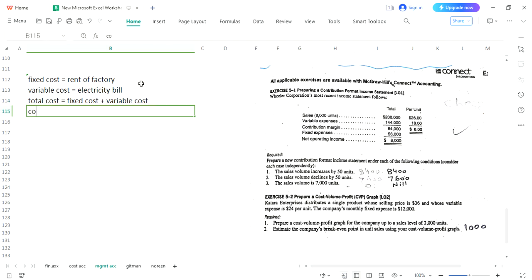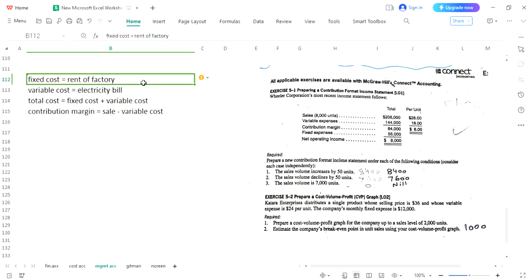Then we have discussed contribution margin. And how do you calculate contribution margin? By subtracting your variable cost from sales. So on the calculator, what will you write? Sales, then the sign of subtraction, and you will subtract your variable cost from sales, with which you will get contribution margin.